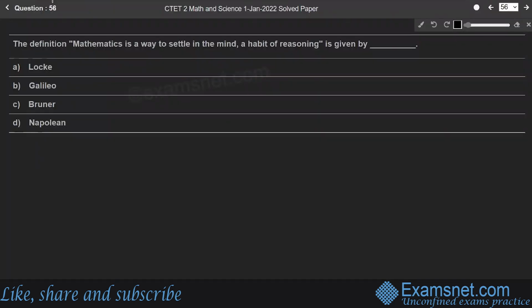Question number 56. The definition: mathematics is a way to settle in the mind, a habit of reasoning, is given by Locke. So mathematics is not only a subject that involves only number concepts and problem solving, but it is also more about forming generalizations, seeing relationships, and developing logical thinking and reasoning. Mathematics should be visualized as a medium for a child to explore the concepts he or she has in their minds. So this statement of the definition is given by Locke.